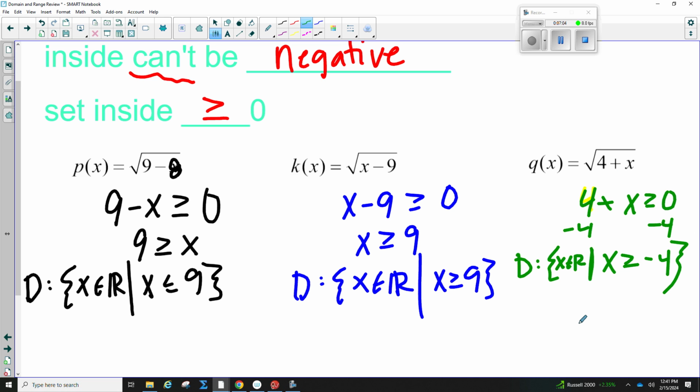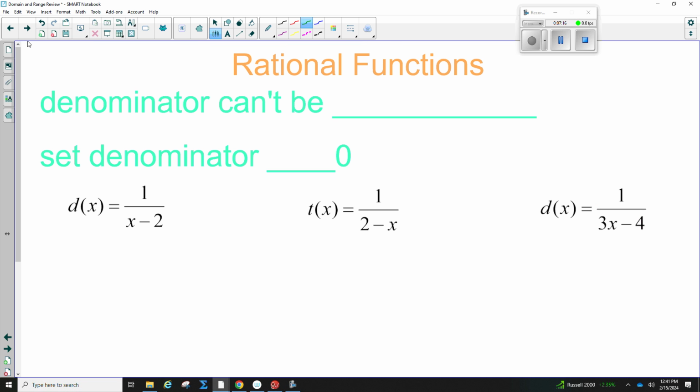Every single range will be greater than or equal to 0, by the way. We're not going to do the range, but they will all be y is greater than or equal to 0. Okay? All right. Now we have rational functions. This is the third one. This is the last one, you guys. What can I not have in the denominator? What is never allowed in the denominator of any fraction?